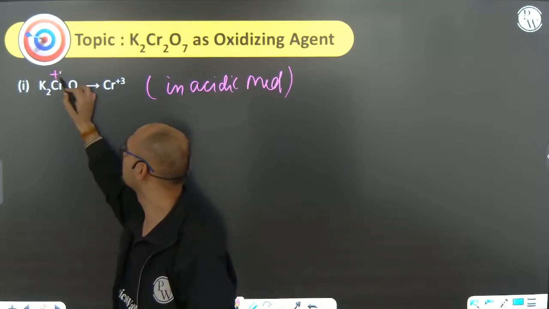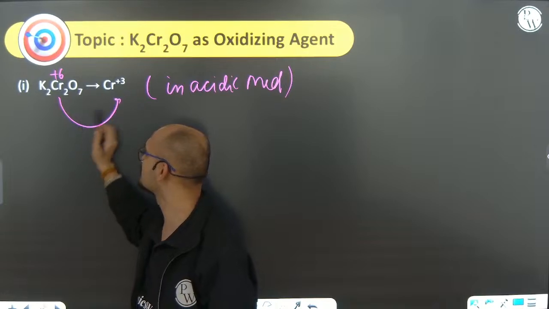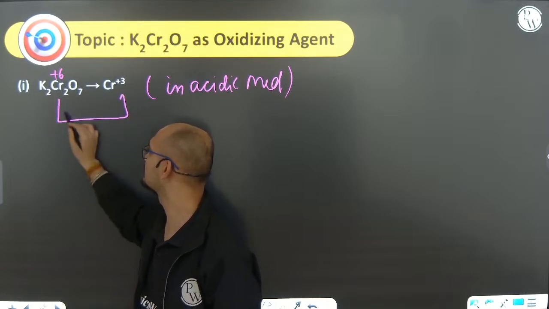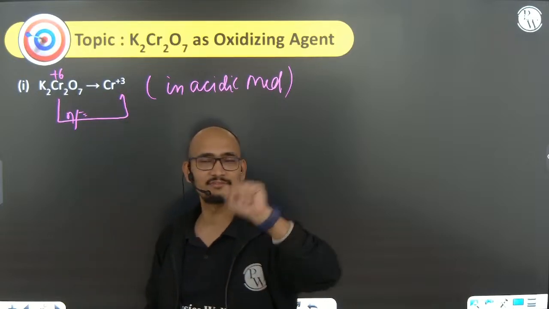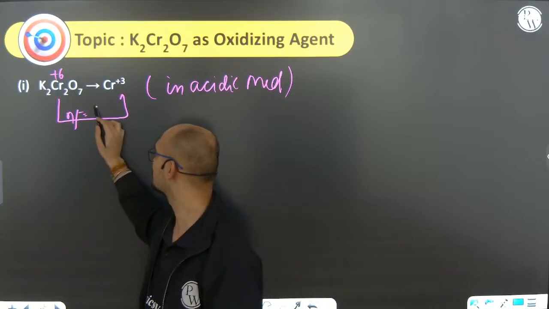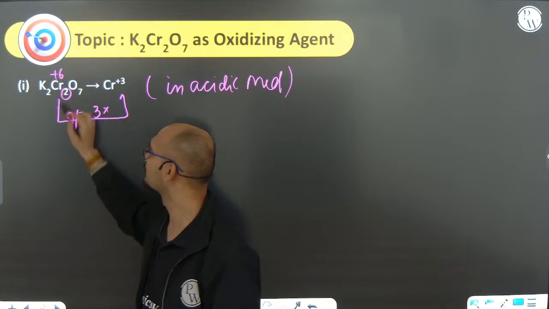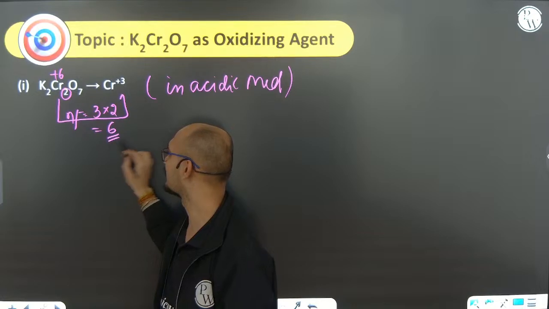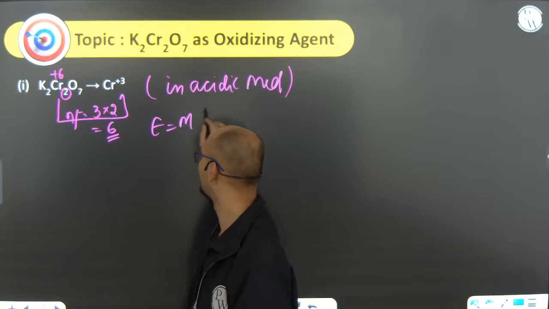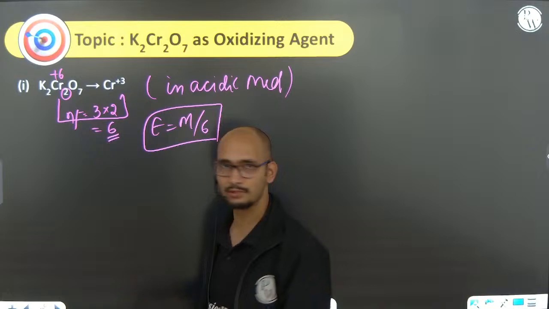Chromium is how much? +6. Converting to what? +3. So change is how much? Just tell me, the n factor here will be how much? Change is 6 minus 3, which is 3. How many chromiums are there? 2. So 3 times 2 is 6. So that is the n factor. So here E will be equal to M by 6. Not a big deal. I hope you can understand it.